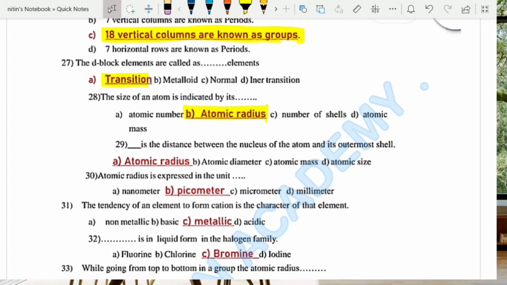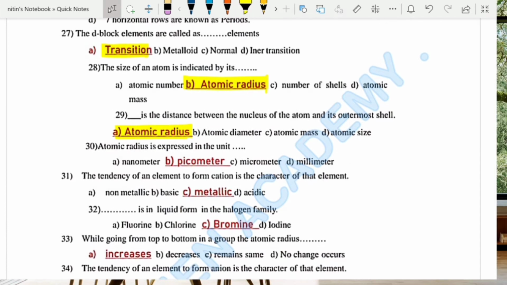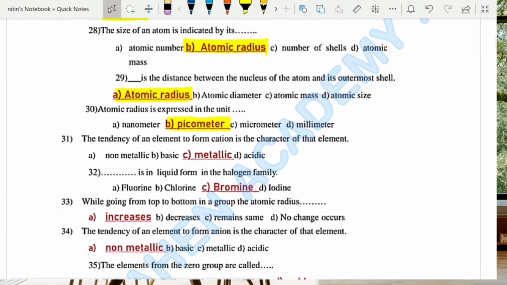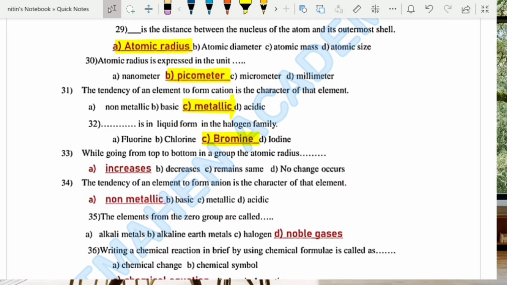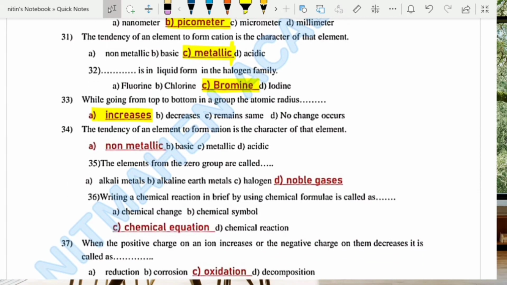Dash is the distance between the nucleus of the atom and the outermost shell, called the atomic radius. Next, atomic radius is expressed in picometers. Next, the tendency of an element to form cations is the metallic character of that element. Dash is a liquid form of a halogen family element: bromine. While going from top to bottom in a group, the atomic radius increases. The tendency of an element to form anions is the non-metallic character of the element.